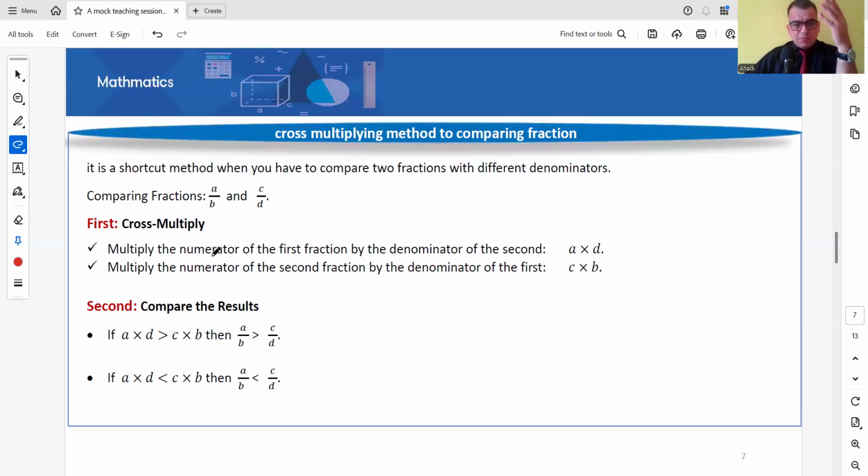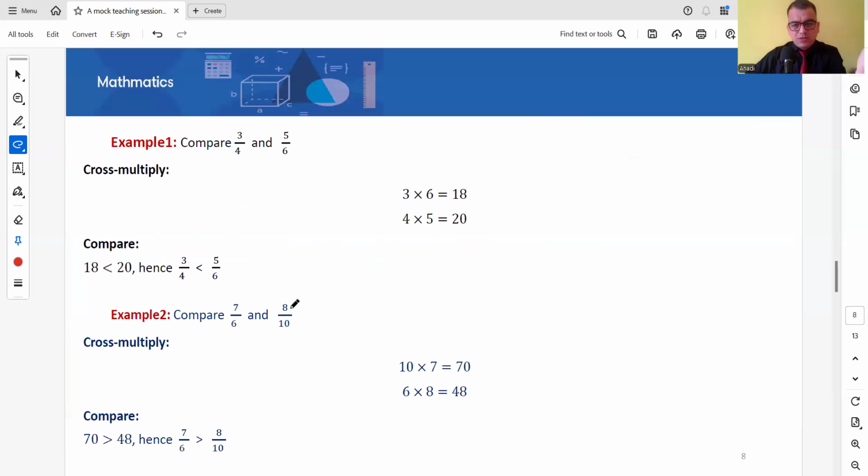And the next step, if AD is bigger than CB, we say the first fraction, I mean a by b, is bigger. If A times D is less than C times B, then we say the first fraction is smaller than the second one. Okay? So to be more clear on this part, let me show you some examples.